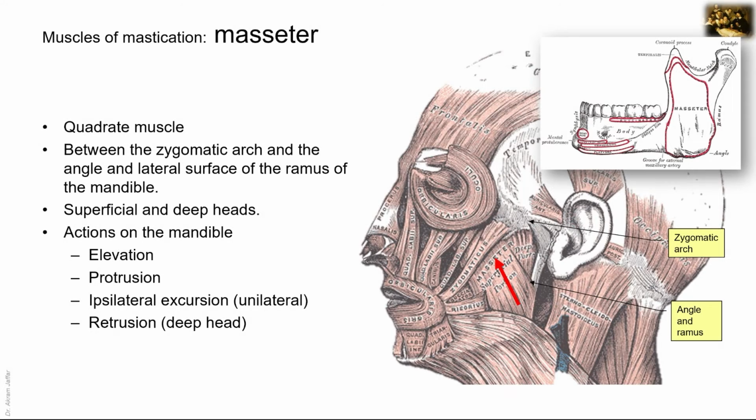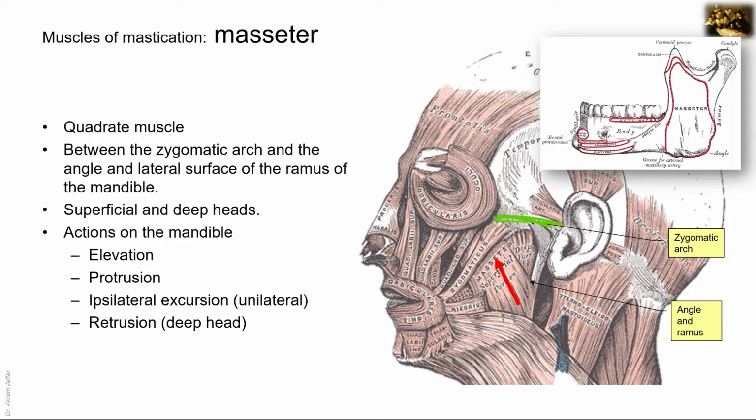The second muscle of mastication is masseter, and this is a quadrate muscle. You can see it here. On one side, it is attached to the zygomatic arch, and then it is attached to the mandible as any other muscle of mastication. Which part of the mandible? The lateral surface of the ramus of the mandible and the angle of the mandible.